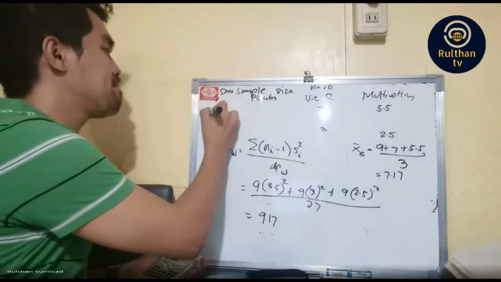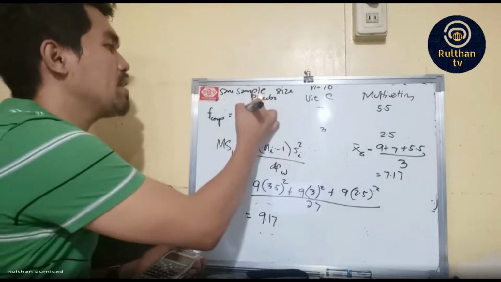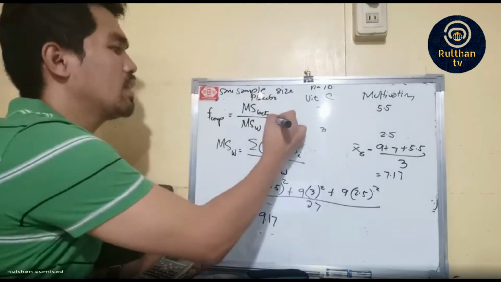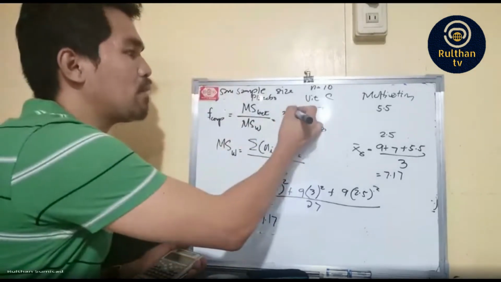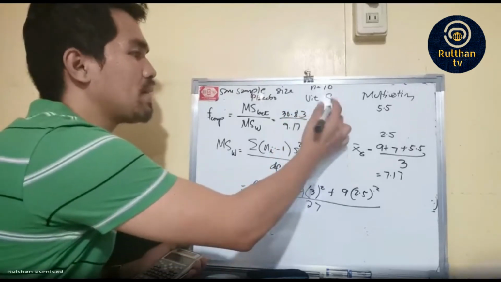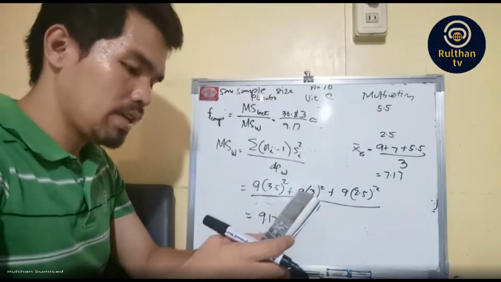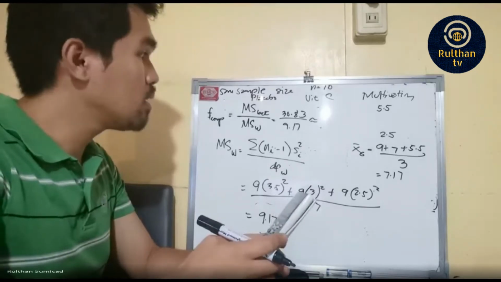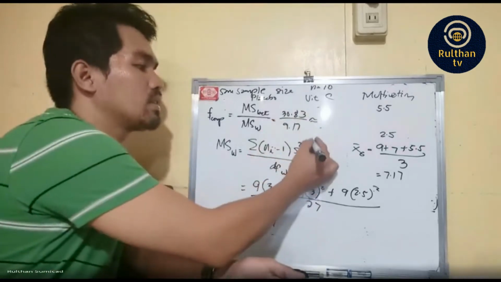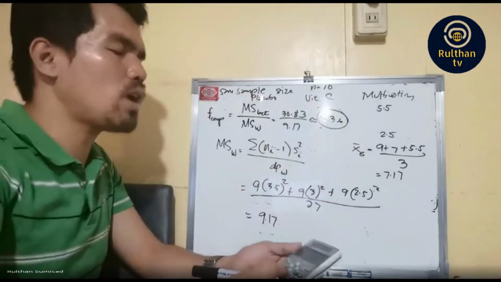F computed is simply MS between divided by MS within. You will have 30.83 divided by 9.17. Approximately, what's the value? 30.83 divided by 9.17 is, you have 3.36. That is our computed value.